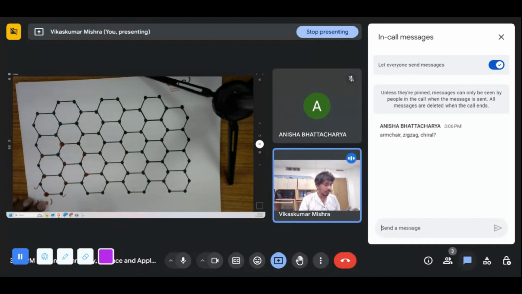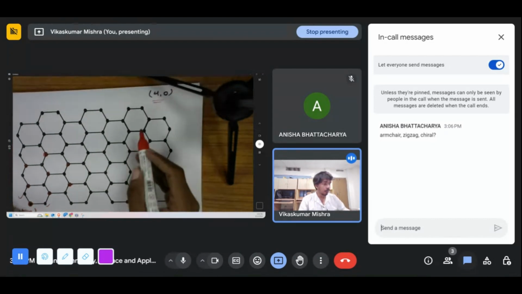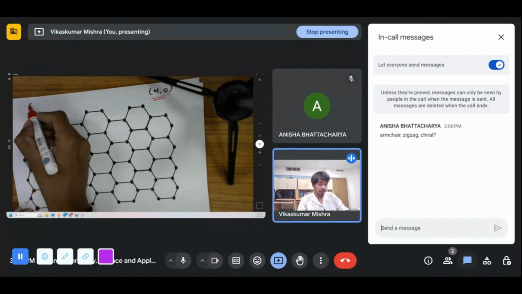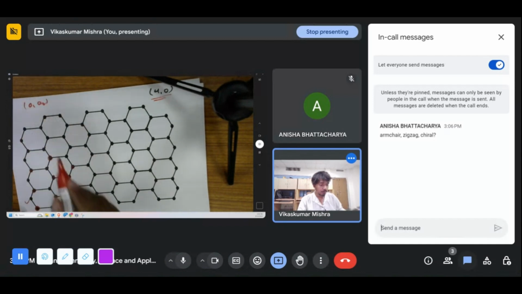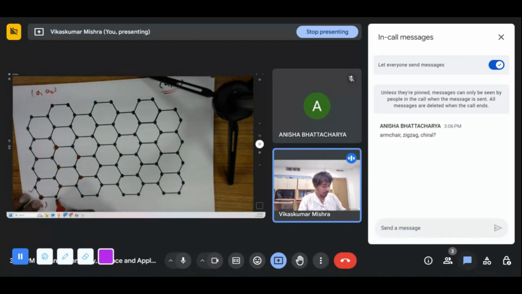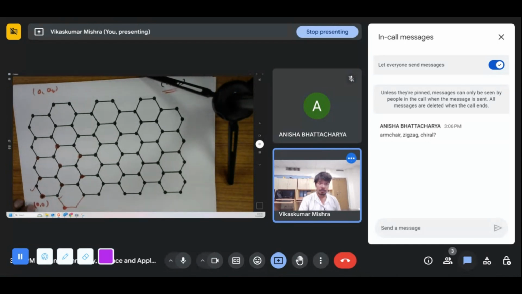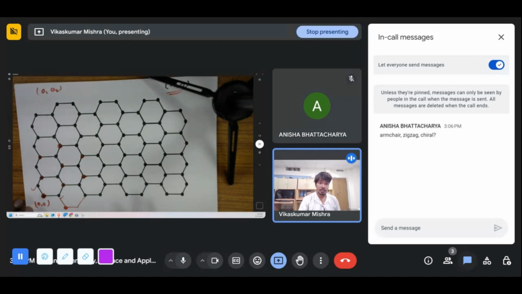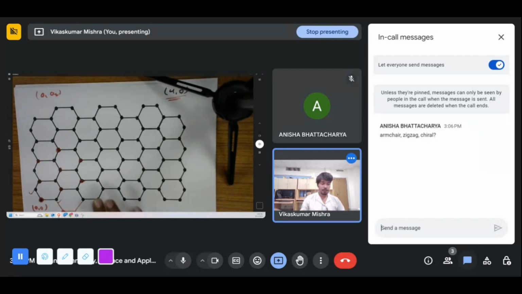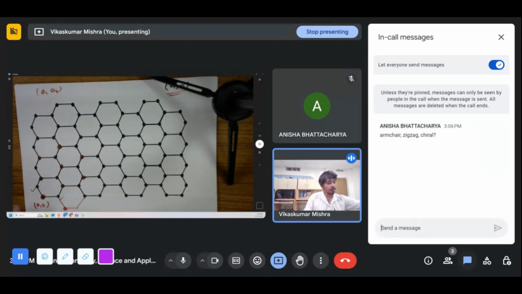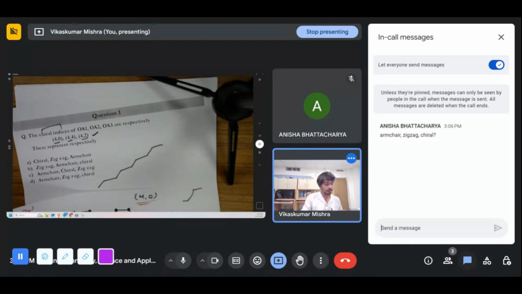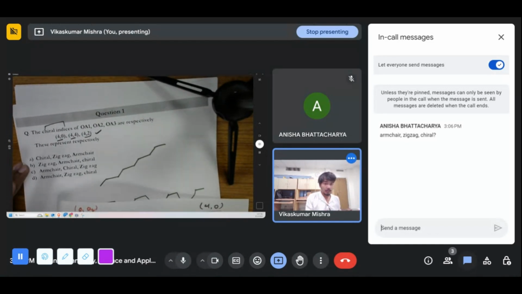Now let's select the vectors, that is a1 and a2. If I complete this particular hexagon, it will be something like this, and we'll get one more point over here. Armchair, zigzag, and chiral. So Nisa is telling that option number 2 is the correct option.